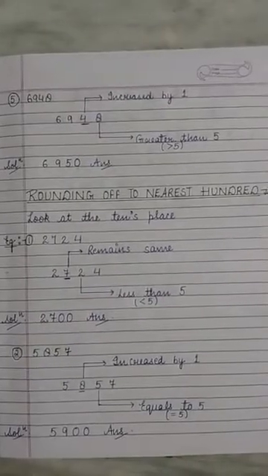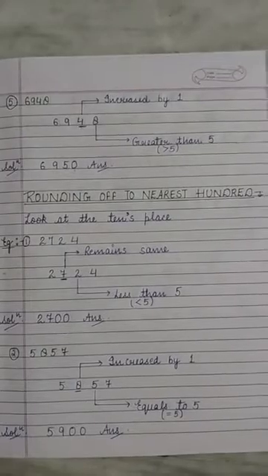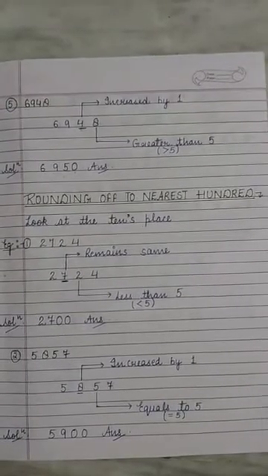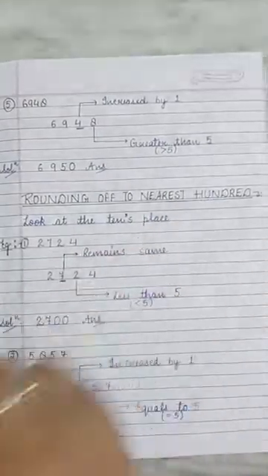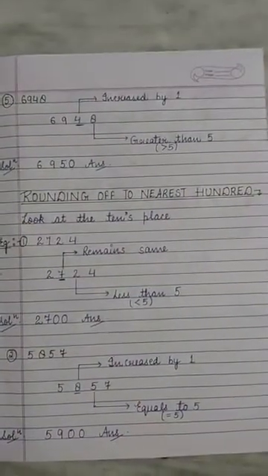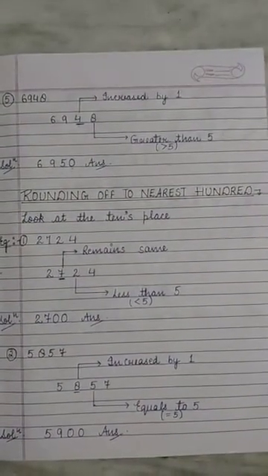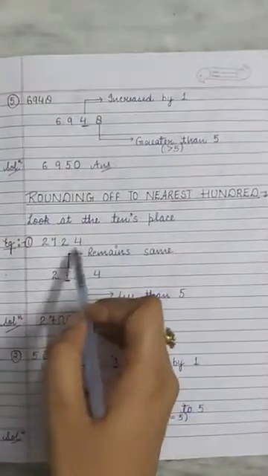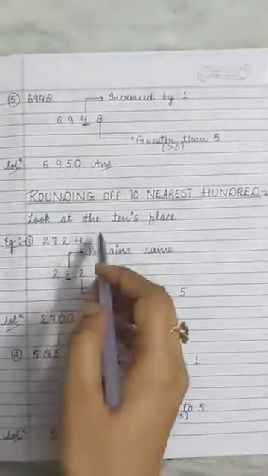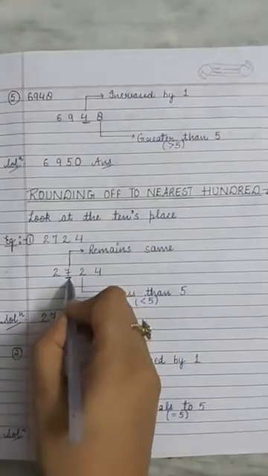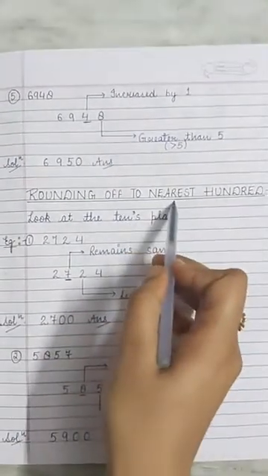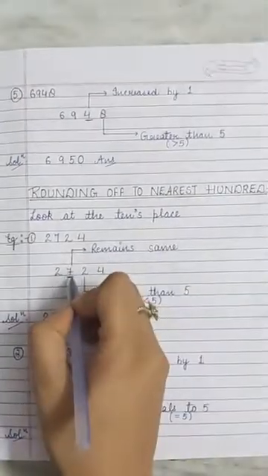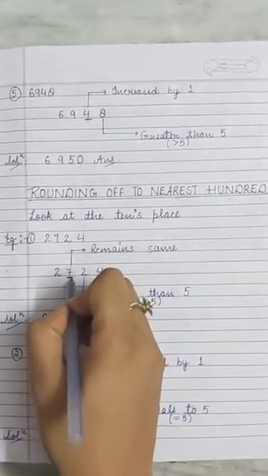Now rounding off to the nearest 100. Again, I will take an example first. For rounding off to the nearest 100, what will you do? You will look at the tens place. First of all, I have taken an example, 2724. I have underlined 7. Why have I underlined 7? Because we are rounding off to the nearest 100. That is why I have underlined the digit at the 100 place.